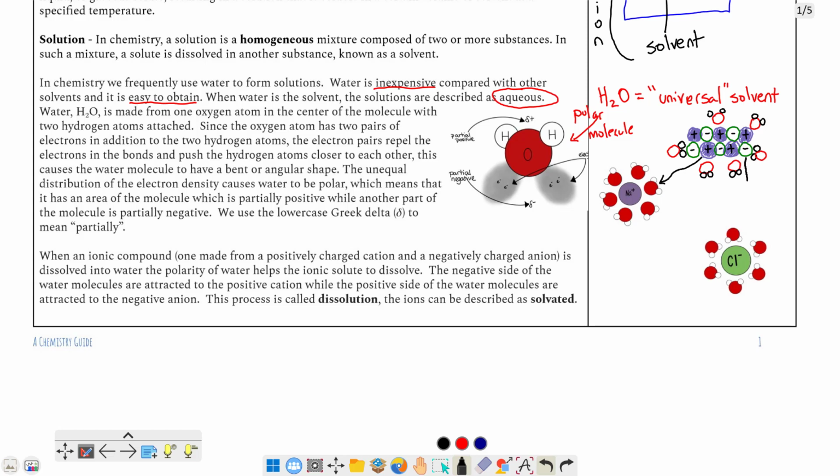Same thing for the chlorine. It'll get surrounded by water molecules and broken off of the main crystal, and so we call that dissolving. Dissolving is what we call it in everyday language. In chemistry, it's sometimes called dissolution, and the ions can be described as solvated. Again, in everyday speech, we'd probably call that dissolved.